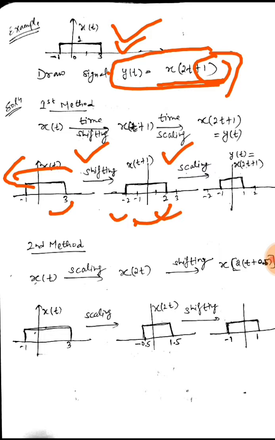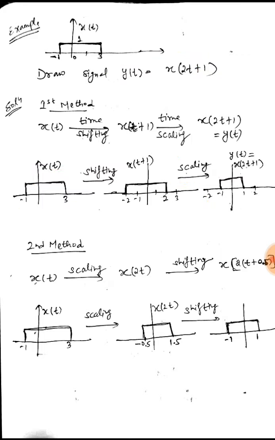Now if I perform scaling, that is multiply by 2, it will get compressed. What I was getting at -2, now I will get at -1, and what I was getting at 2, now I will get at 2 by 2, that is 1. So our new signal x(2t + 1) can be this, -1 to 1 with the same amplitude.